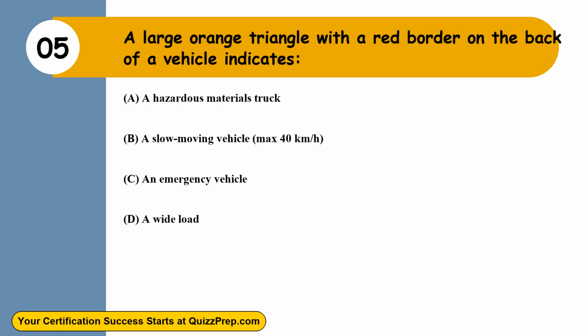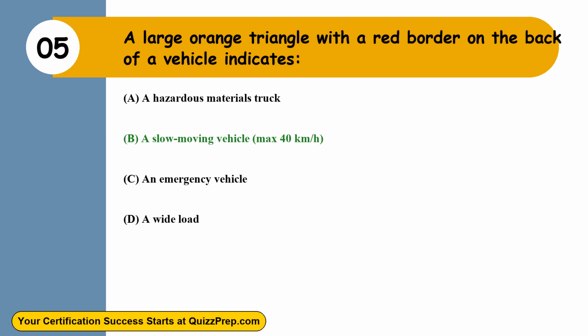Question 5. A large orange triangle with a red border on the back of a vehicle indicates: Option A. A hazardous materials truck. Option B. A slow moving vehicle, max 40 km/h. Option C. An emergency vehicle. Option D. A wide load.